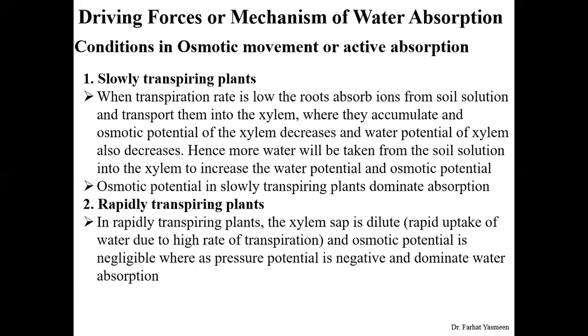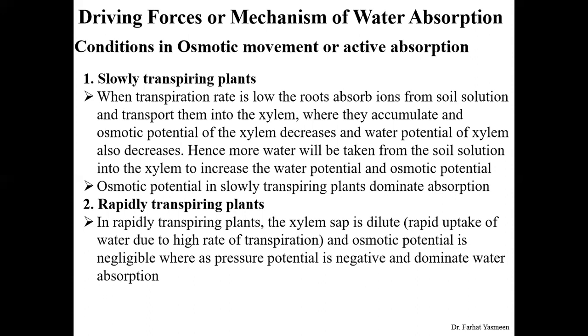There are two different conditions in osmotic movement or active absorption. First is the case of slowly transpiring plants, and then the rapidly transpiring plants. When the transpiration rate is low, the root absorbs ions from the soil solution and transports them into the xylem, where they accumulate, and the osmotic potential of the xylem decreases and the water potential of the xylem also decreases, and hence more water will be taken from the soil solution into the xylem. Osmotic potential dominates absorption in slowly transpiring plants.